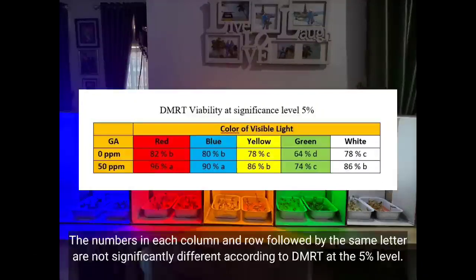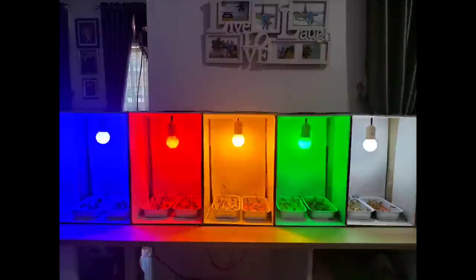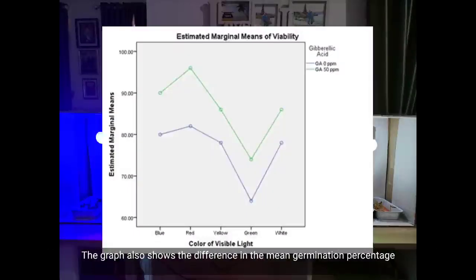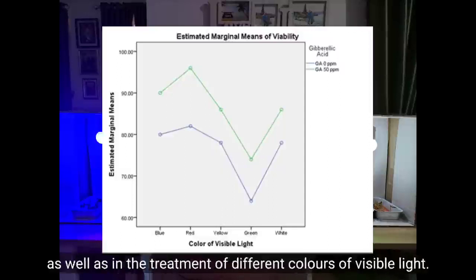The number in each column and row followed by the same letter are not significantly different according to DMRT at the 5% level. The application of gibberellin hormone significantly increased germination percentage. Besides that, the color treatment also significantly increased germination percentage in the order of red-blue, white-yellow, and green. The graph also shows the difference in the mean germination percentage with the addition of gibberellin hormone treatment, as well as in the treatment of different colors of visible light.